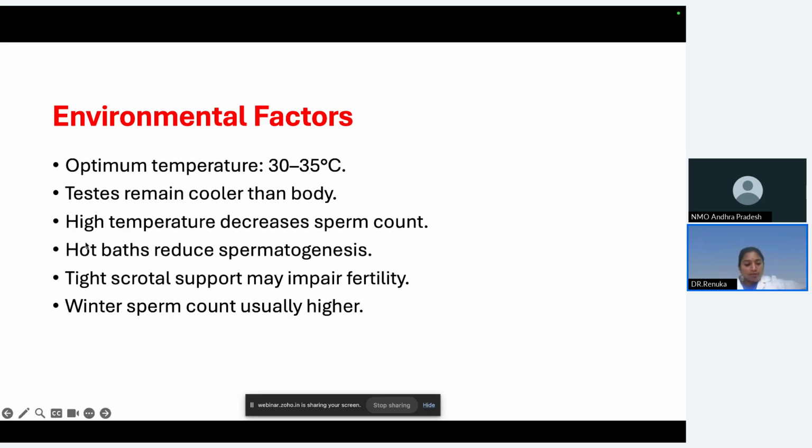And we also have some more points. Hot baths reduce spermatogenesis, and tight scrotal support may impair fertility. We all know that. We have read it. Okay, these are all the environmental factors.